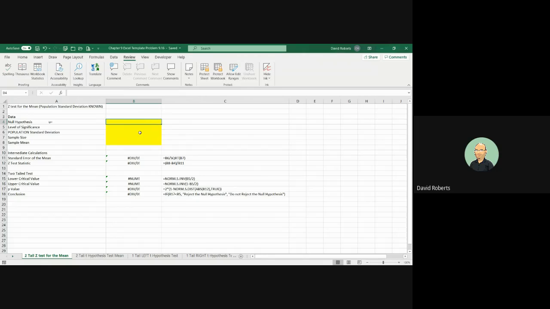So the null hypothesis is 1. The level of significance is, in this case, 1% or 0.01. The level of significance, as you learned in previous chapters, is the size of the tail. So because it's two-tailed, there'll be 0.5% on the left and 0.5% on the right. The population standard deviation, in this case, is given to us as 0.02.